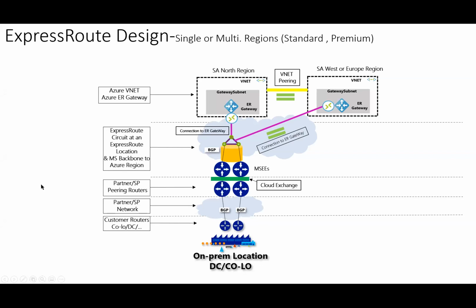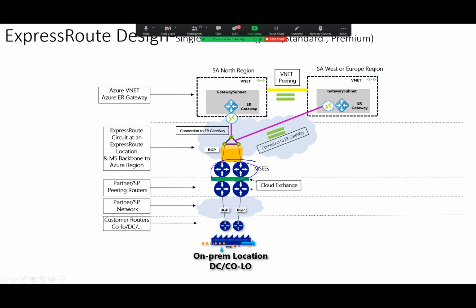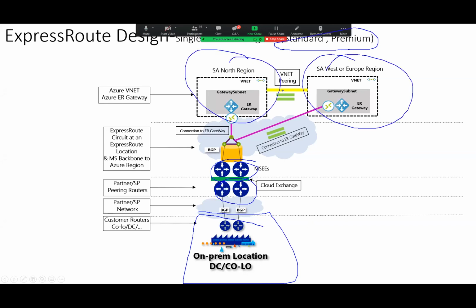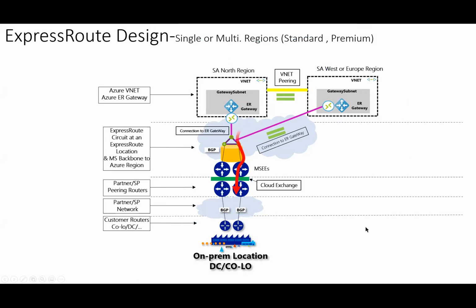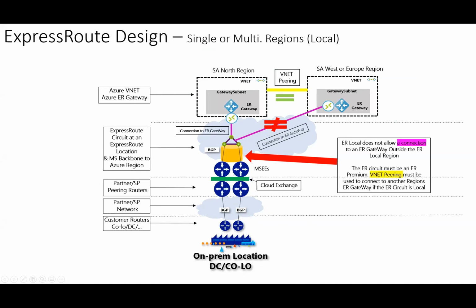Quick pictorial, how it works, and maybe I'll speed up just to get to the other slides, but typically it's Microsoft edges, partner edges, and on-prems, and the traffic between these with a standard, why is this here? A standard and a premium circuit, you're allowed to hit SA North and SA West, and you can peer them. If I go with an ExpressRoute Local, which you see on top here, I can move that.